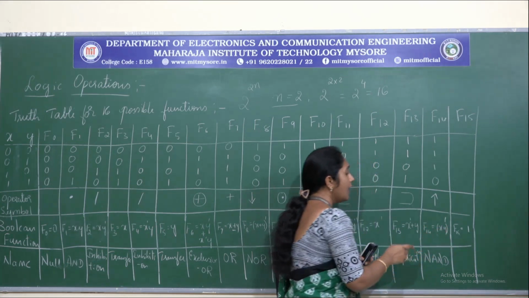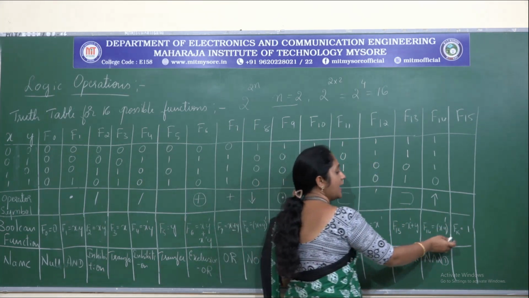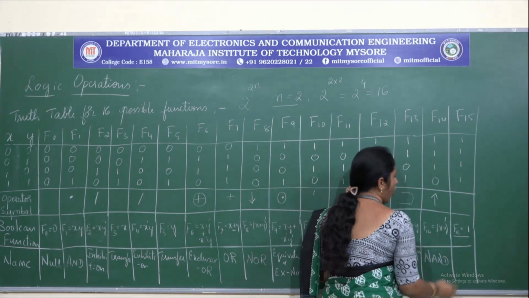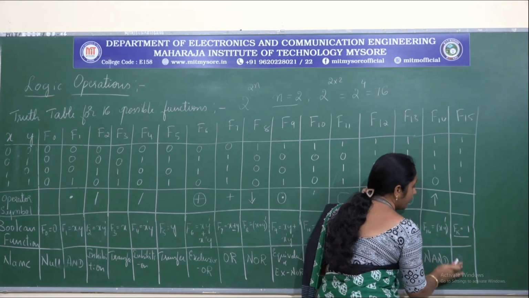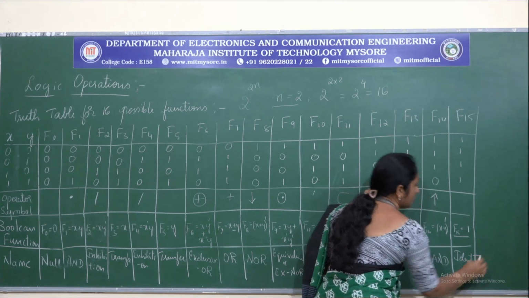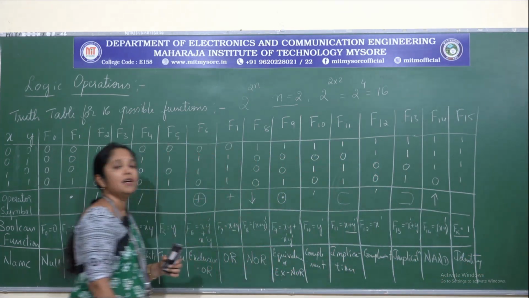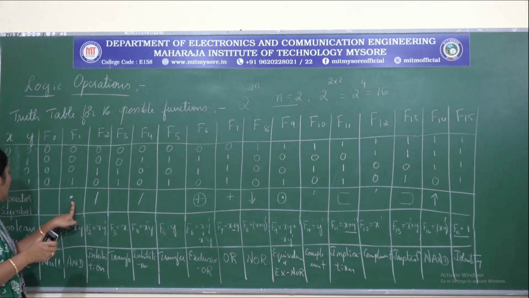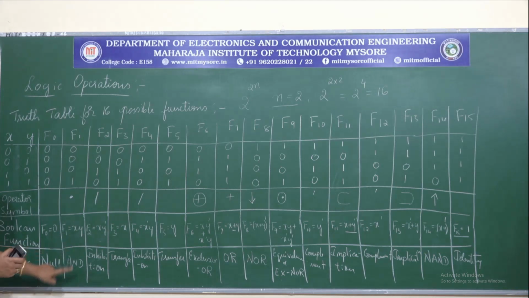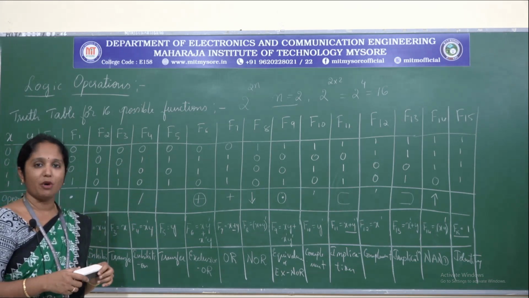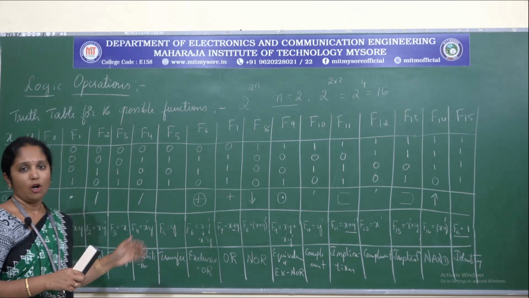Now the last function we have is F15, which I have written as equal to 1. Here we have a constant 1, or we call this identity. So this is about the 16 possible functions, their operator symbols, Boolean functions and names. Here we have a dot, here we have a slash, etc. You can observe the different symbols we use in logic operations.